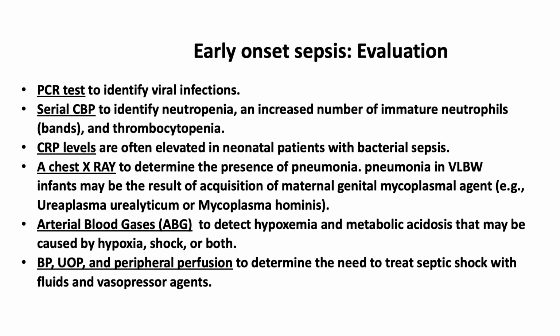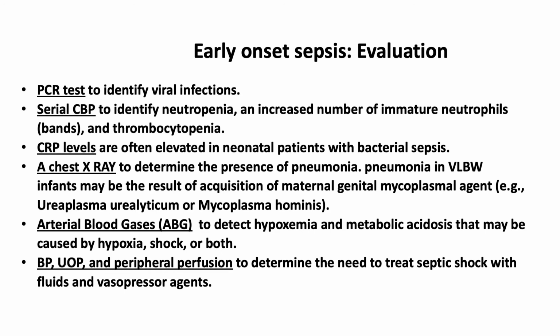We can do C-reactive protein test, and we do it serially, probably 12 hourly, to identify neutropenia and increased number of immature neutrophils and thrombocytopenia. CRP level is often elevated in neonatal patients with bacterial sepsis. Chest X-ray to determine the presence of pneumonia.